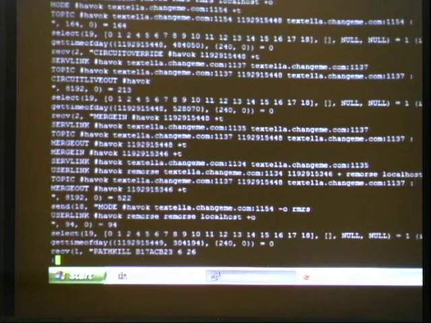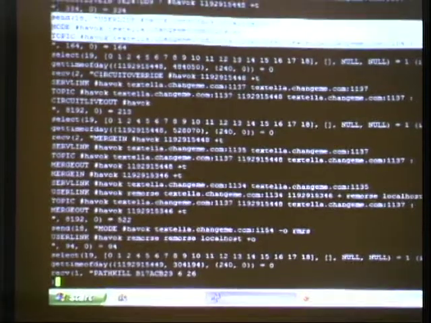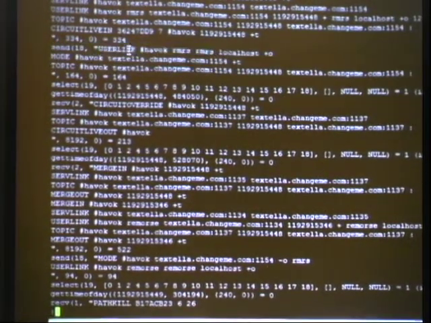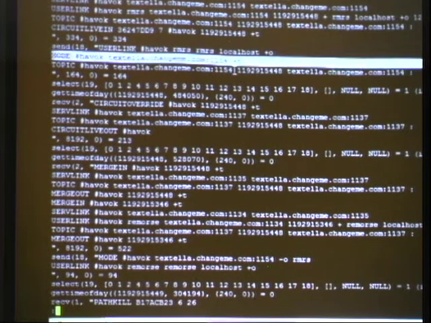Here's his timestamp. Here's his user modes, username, host name, channel modes, real IP. There's your topic, and it caps it off with a circuit live. Then it turns around and immediately tells the client that's connected to it that it's joined the channel. There's pretty much the default modes, no topic.